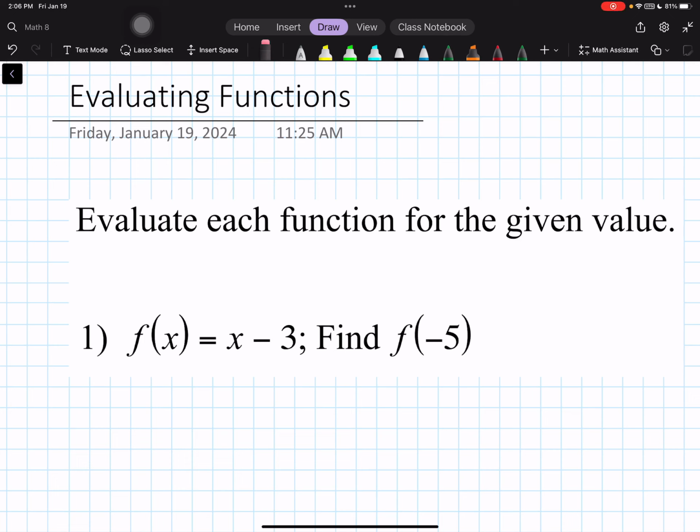Hi everyone, today we're going to be working on evaluating functions. In this example, we're asked to do the following. Evaluate each function for the given value.